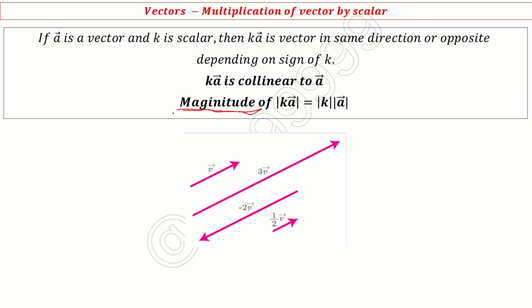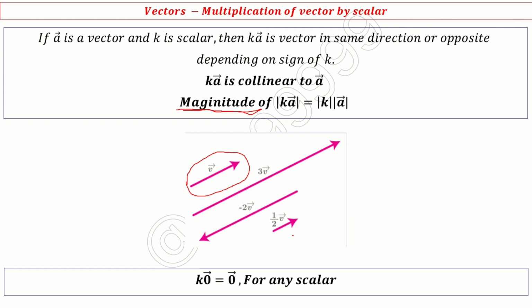Okay, next. If you see this multiplication with a scalar, let's say this is the main vector v. When I multiply with 3, it becomes 3 times. Multiply with minus 2, the direction is changing and it is twice the size. Multiply with a half, it has become half of the initial size. Okay, so this is the effect of multiplying with a scalar. Okay, k times the null vector is always the null vector. For any scalar you take, if you multiply with a null vector, you will always get the null vector.